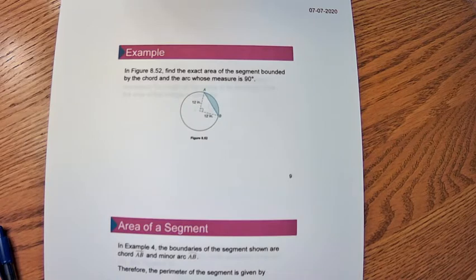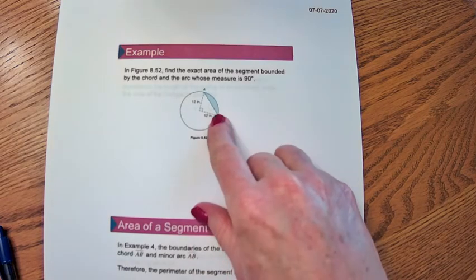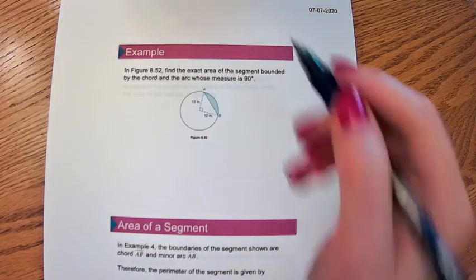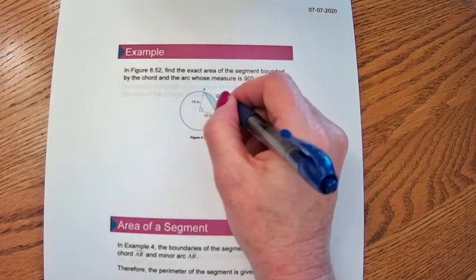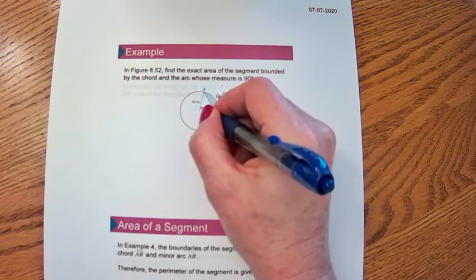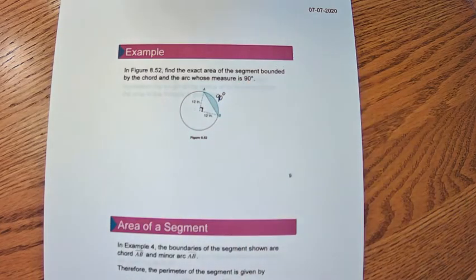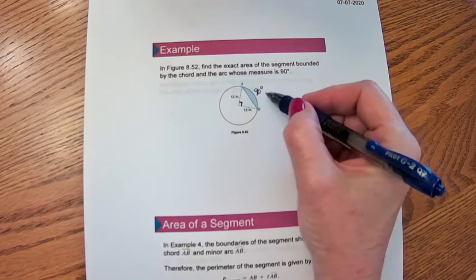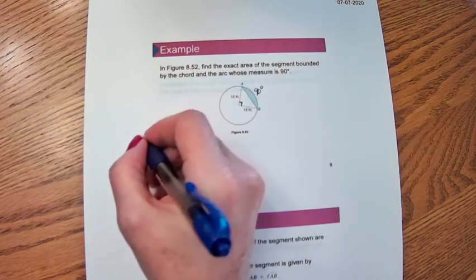All right, so let's look at this example. They want us to find the exact area of this segment. It's bounded by this chord, AB, and it intercepts the arc, AB. And we are told the arc measures 90 degrees, which means our central angle also measures 90 degrees. All right, so these are multi-step problems. How are we going to find the area of this segment?